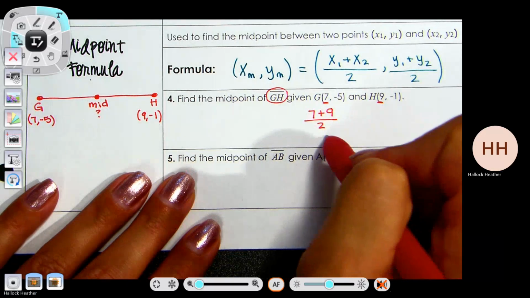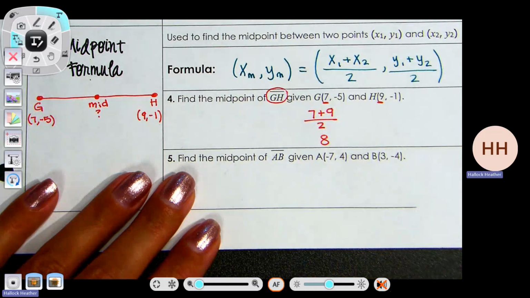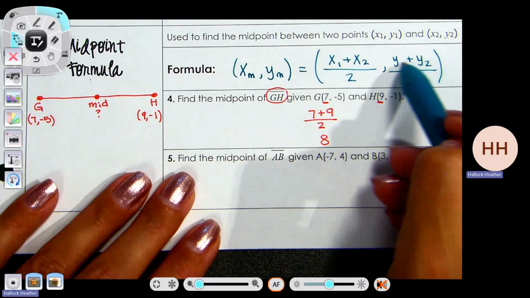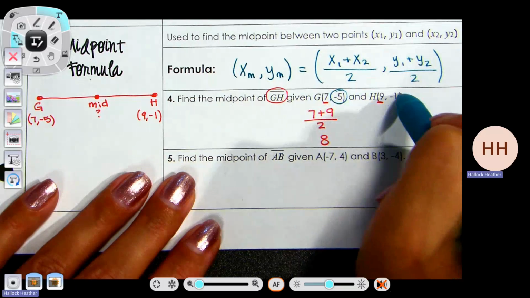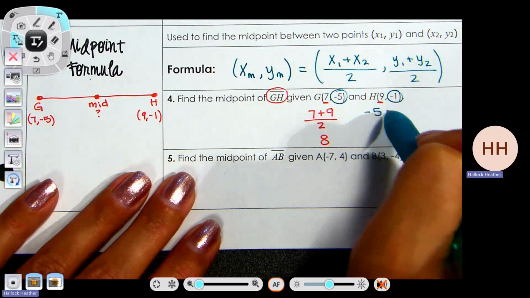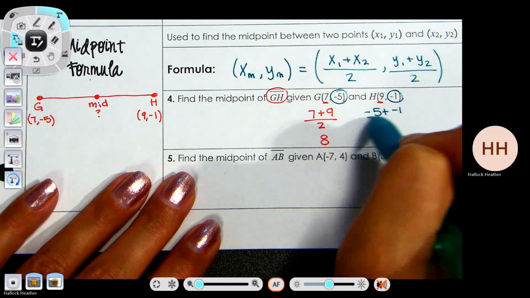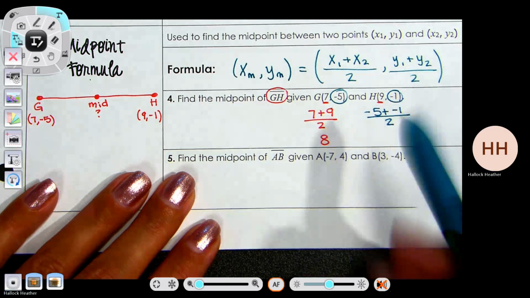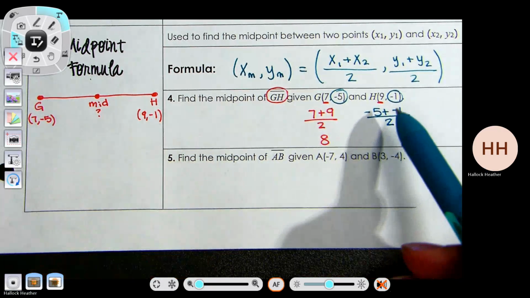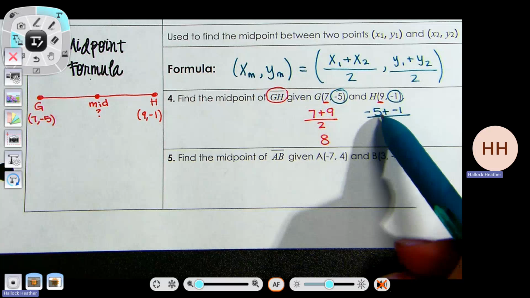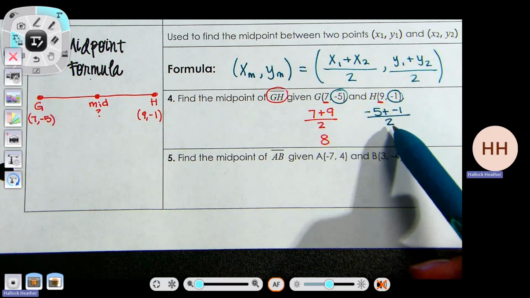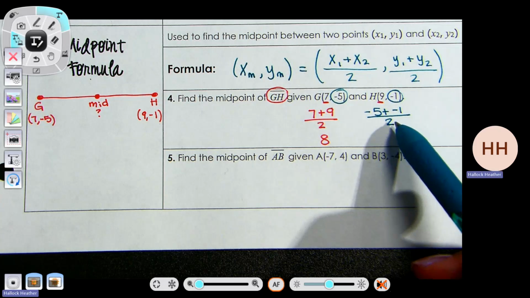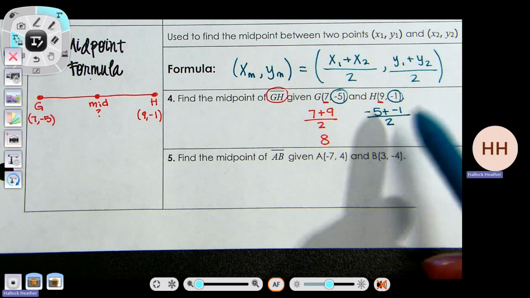So now we're going to do Y. I'm going to add them together. What are my 2 Y values? -5 and -1. I'm going to add them together. -5 + -1 is -6. I'm dividing by 2. So what's my Y value? -3.